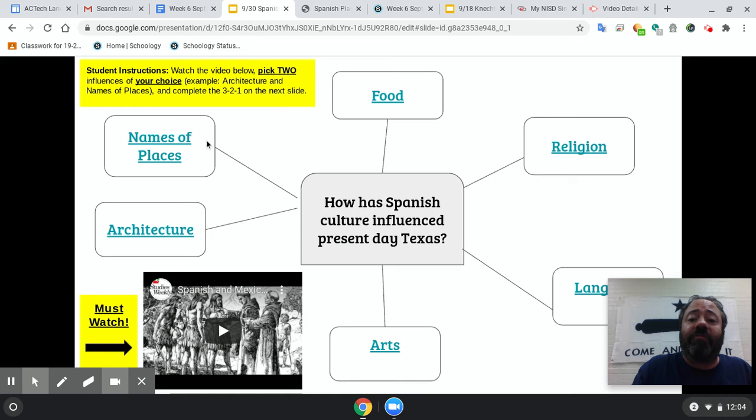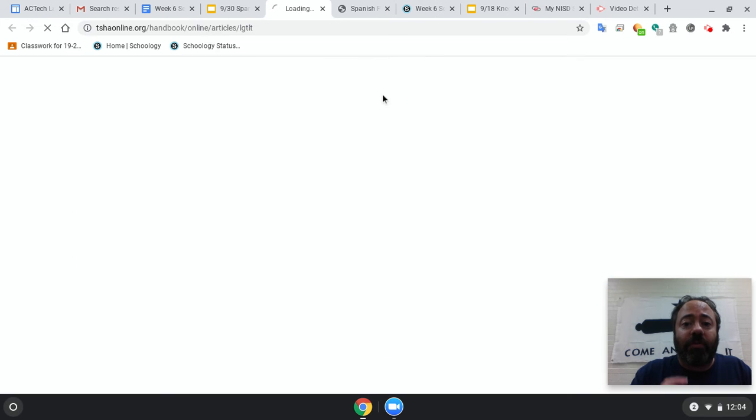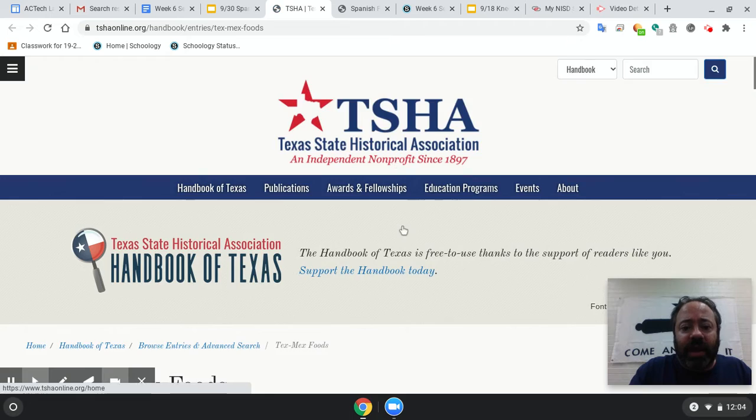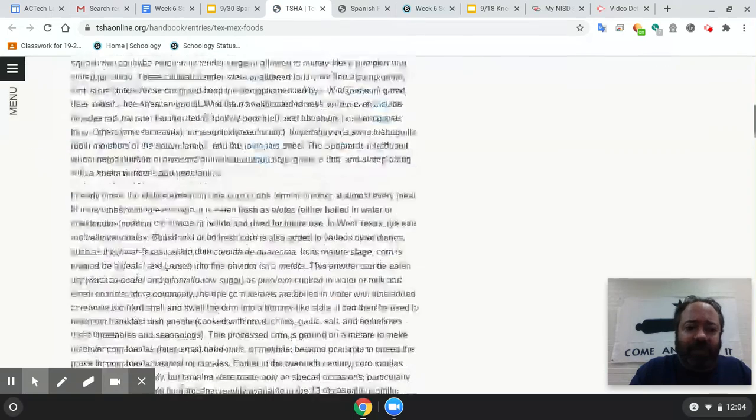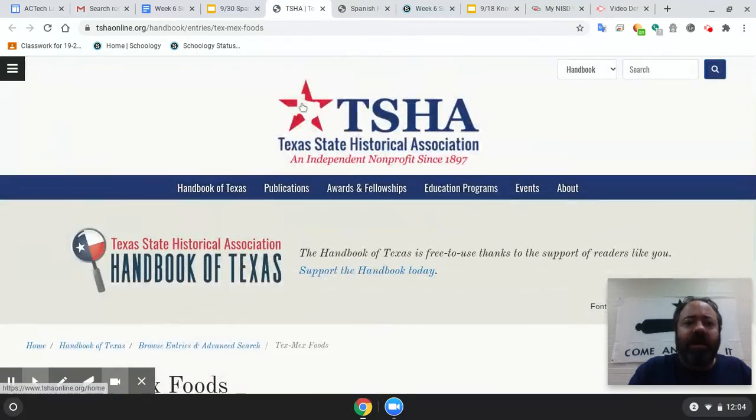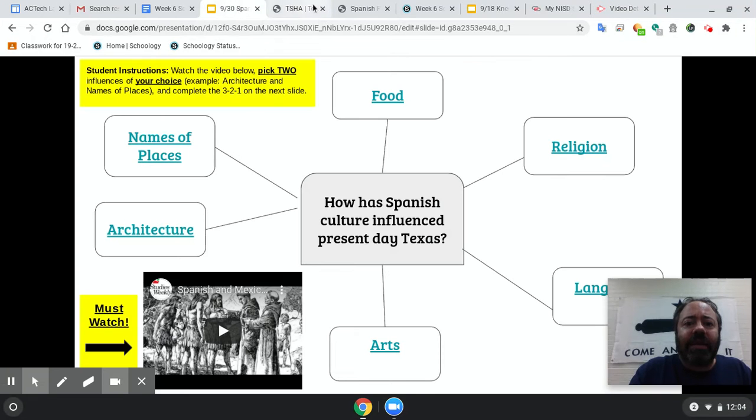So these are the different influences. So Spain has influenced Texas in what way? You can go up here and look at the food. What sort of food has Spain brought to us? You can look at Tex-Mex foods and read different information on that. Here are the names of places, architecture, religion, language, and arts.